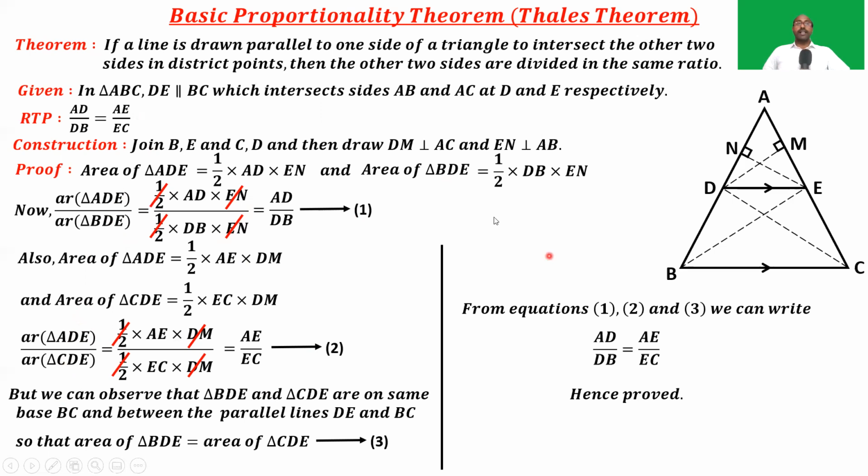So students, observe the basic proportionality theorem again. If a line is drawn parallel to one side of a triangle, then it divides the remaining two sides in the same ratio. That is the theme of the basic proportionality theorem.